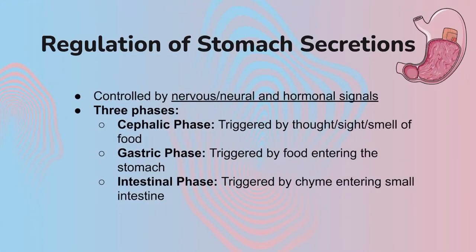We have then our regulation of stomach secretions. So this is controlled by our nervous and hormonal signals. So we have the three phases: cephalic phase, gastric phase, and intestinal phase. Our cephalic phase is triggered by thought, sight, or smell of food. Our gastric phase is triggered by food entering the stomach. And our intestinal phase is triggered by chyme entering the small intestine.